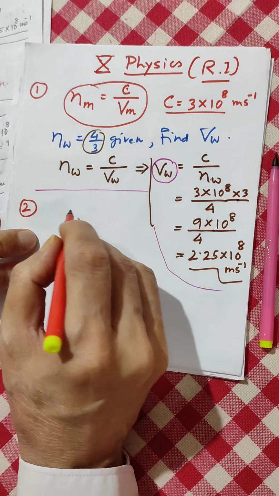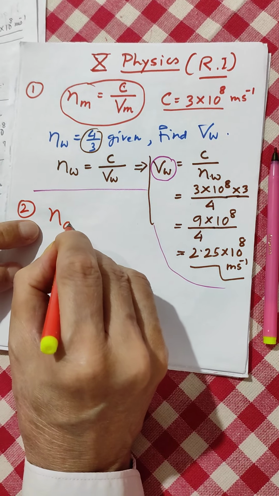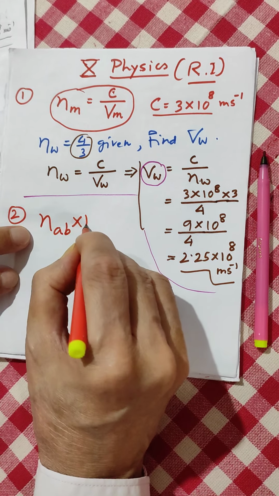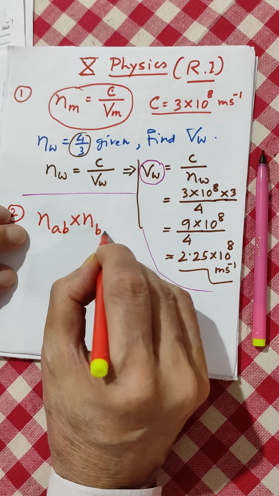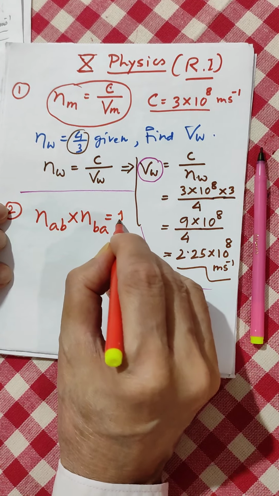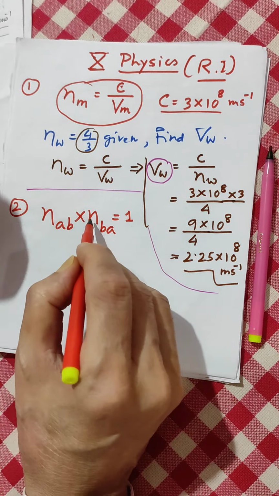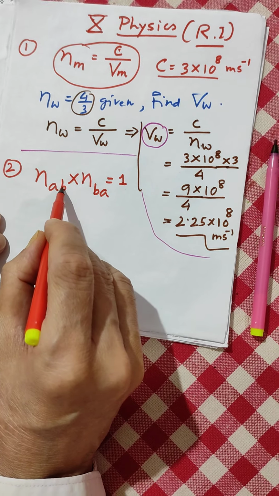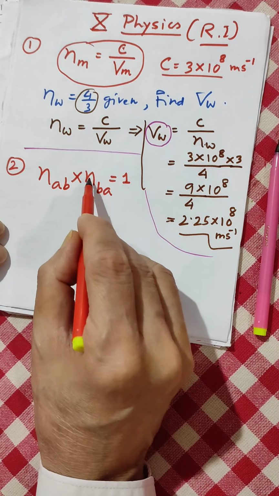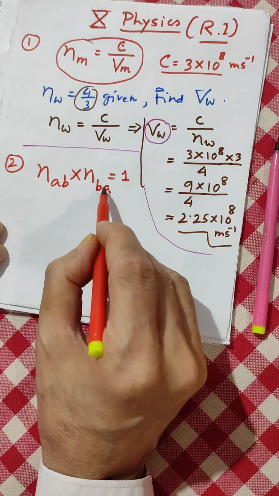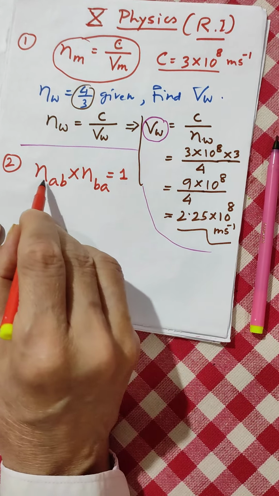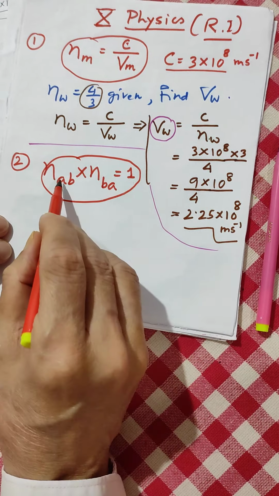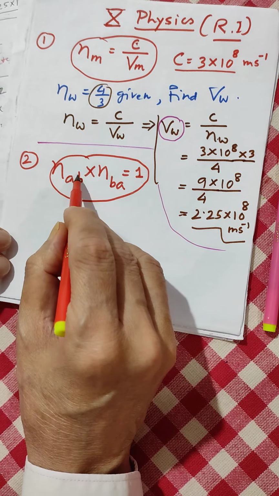Now the second is the reciprocal formula. The refractive index of a medium A with respect to medium B multiplied by the refractive index of medium B with respect to medium A is equal to 1. So the product of these two refractive indices equals 1. This is the refractive index of A with respect to B; B is the first medium, A is the second medium. This one is the refractive index of B with respect to A, that means A is the first medium, B is the second medium. So this is the reciprocal formula because the product of these two equals 1. That means this is the reciprocal of this and this is the reciprocal of this.